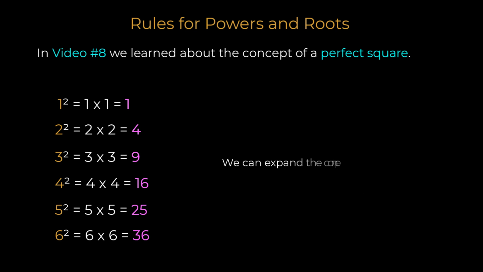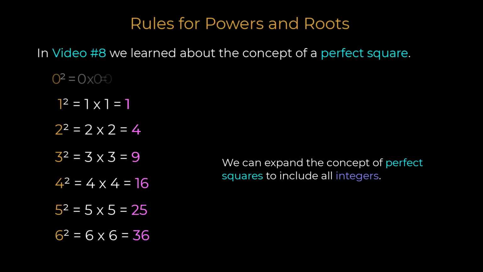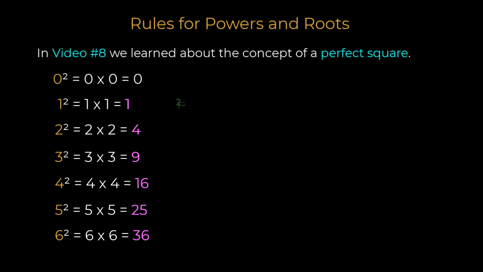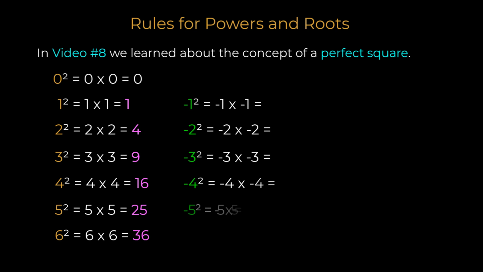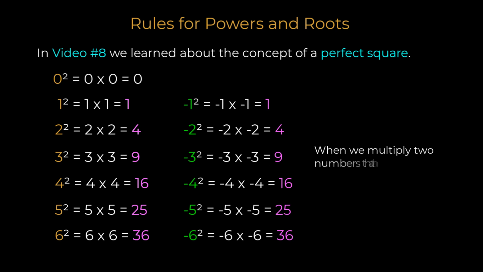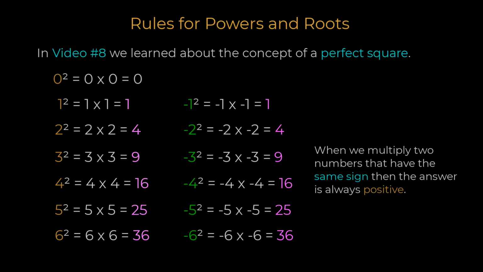I can expand this concept of perfect squares to include all integers. 0 squared is 0. Let's write that down. Now let's take a look at the negative integers. Notice that when I start squaring the negative integers, I end up with the same set of perfect squares as I have with the counting numbers. This is reasonable, since when you multiply two numbers that have the same sign, the answer is always positive.